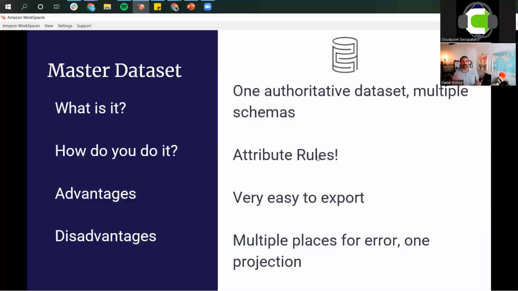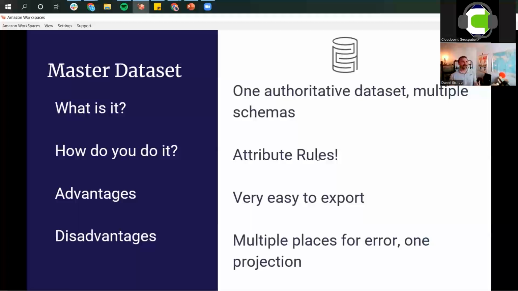So we can use attribute rules to automatically populate certain fields based on other fields. It's really easy to export because it's just one data set. There are multiple places for errors. If you enter in an inconsistent field type in one field, it could cascade into others. But the nice thing is that there is just one projection. I say nice thing, but it's complicated.